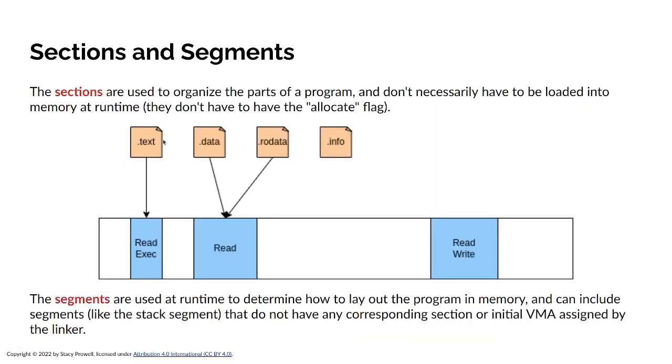The text section might go in a segment that has read-execute permission. Data and read-only data might go into a segment that just has read permission. We might have this read-write thing over here as the stack, because we need a stack. Stack has to have a segment. We didn't have a section for stack. That's okay. The linker knows to give us one. And because of the flag, it knows to give us one that is not executable. And we might have a section that doesn't go anywhere, just informational.